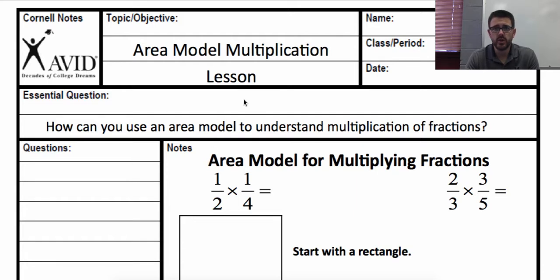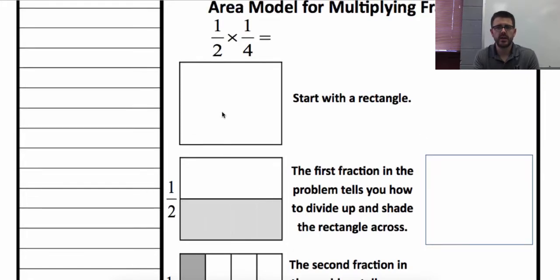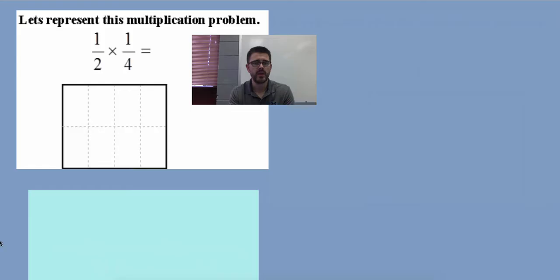So it's in your note packet. We've already got our essential question: How can you use an area model to understand multiplication of fractions? In your notes, you're going to see on the left-hand side a set of boxes going down the page. This next part I show you follows those boxes down the page. I'm modeling how I'm going to do the problem. After I talk you through one, then you're going to do one over on the right-hand side in your notes. So we're just following along. And then the second page has some additional ones that we're going to do for you.